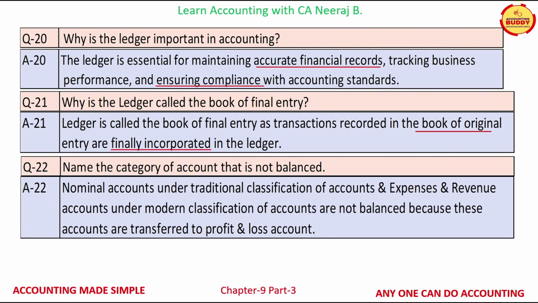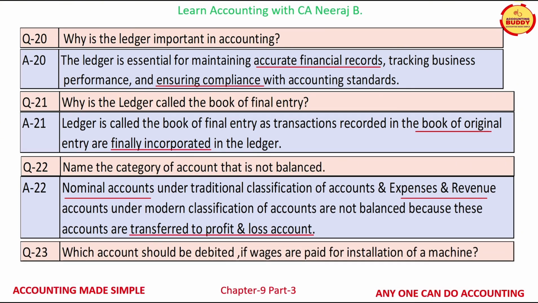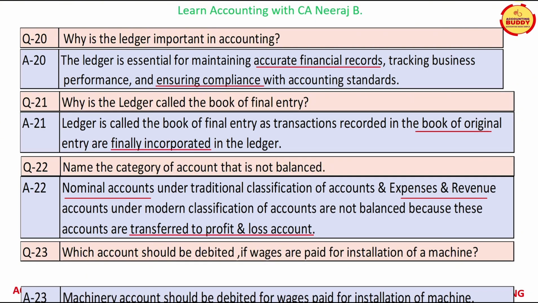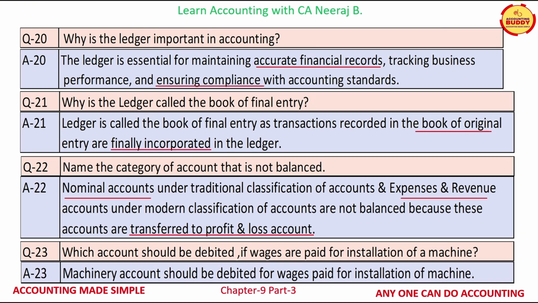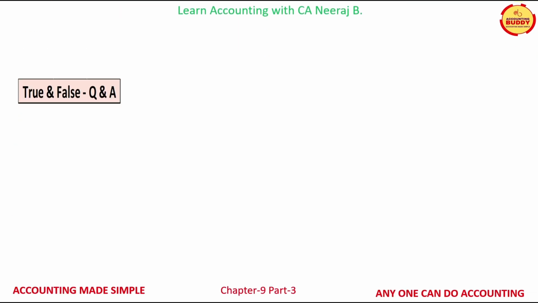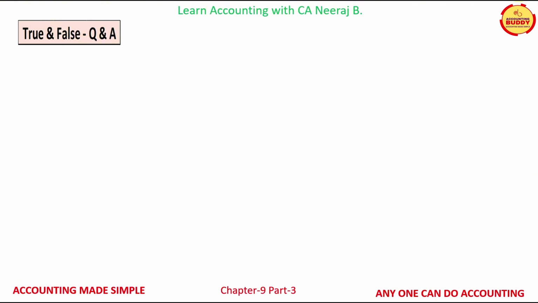The answer is nominal accounts under traditional classification of accounts and expense and revenue accounts under the modern classification of accounts are not balanced because these accounts are transferred to the profit and loss account. Question number 23. Which account should be debited if wages are paid for the installation of a machine? The answer is machinery account should be debited for the wages paid for the installation of a machine because it is a capital expenditure. In this section, let us answer few true and false question and answers.